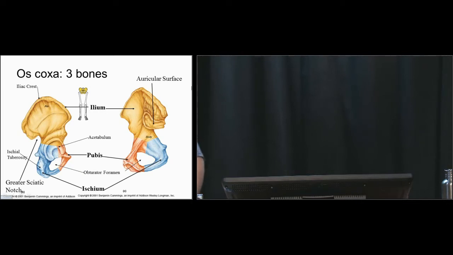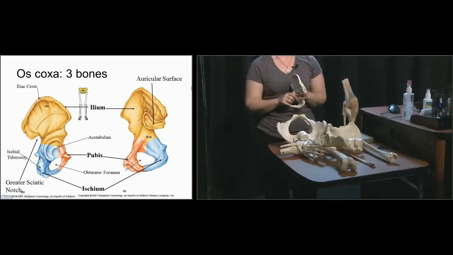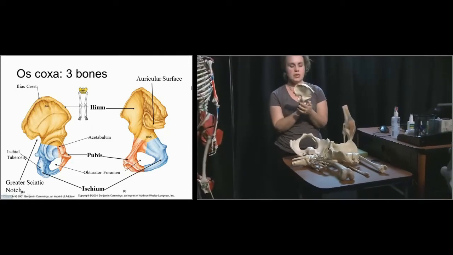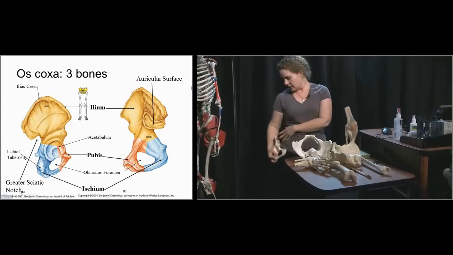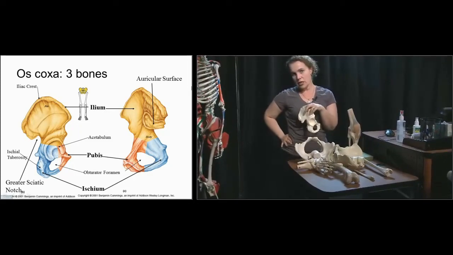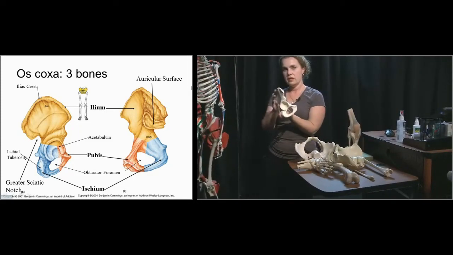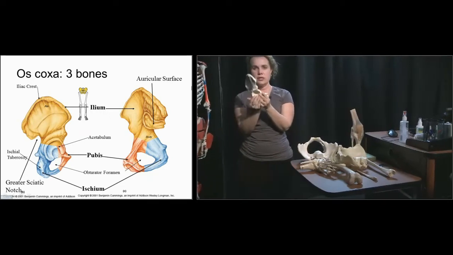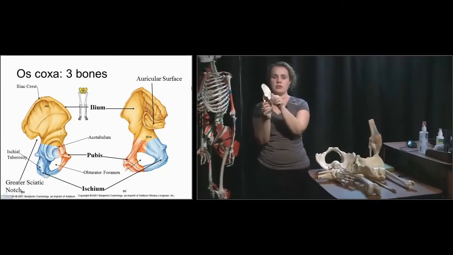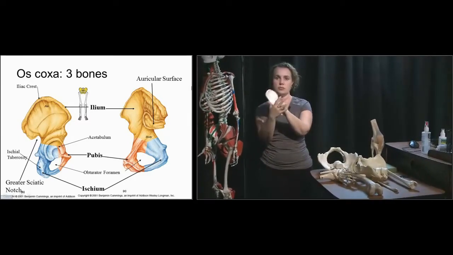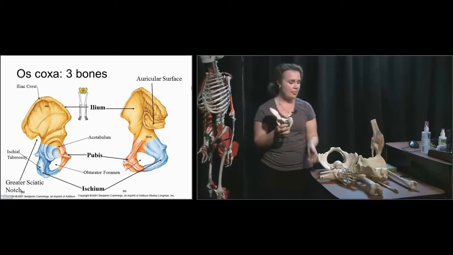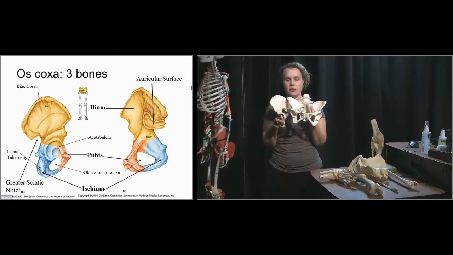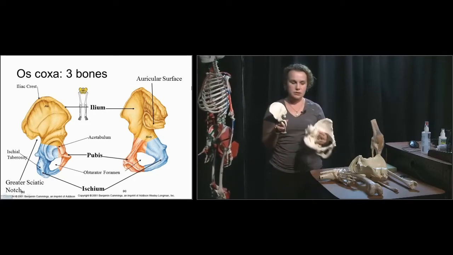All right, so if we're over here, this is an os coxa, okay? And you've got two of them, and they're oriented just like this. So when you feel your hip, you are feeling the iliac crest, or the ilium of your os coxa. When you are sitting up straight, you are sitting right there. The front of your pelvis, your pubis, is right there, okay? When you put the pelvic girdle together, it looks like that. So you have a right os coxa and a left os coxa.